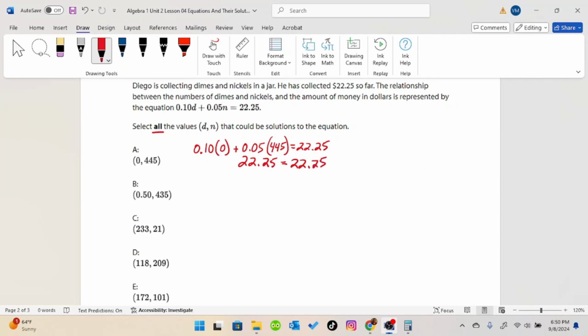That is a true statement. So A is a possible combination. Diego could have no dimes and 445 nickels.